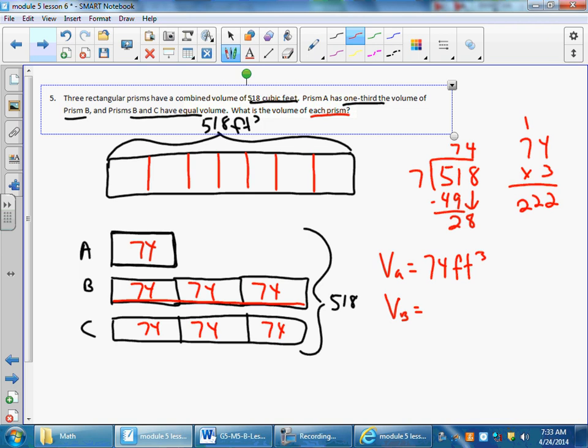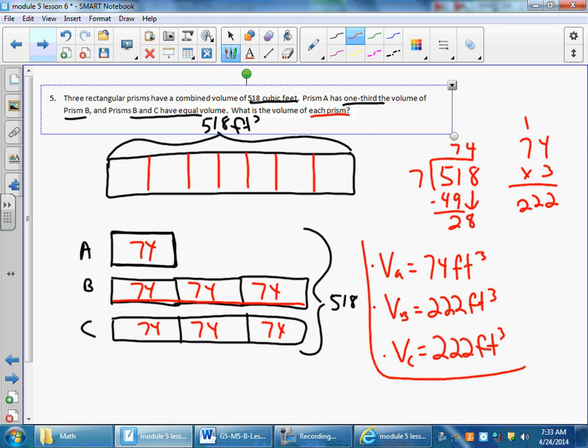Is 222 cubic feet. And the volume of C is exactly the same, 222 cubic feet. If I put together A, B, and C, add them, 222 plus 222 is 444, plus 74 would give you a total of 518. There's our final answer. The volume of each prism is right there.